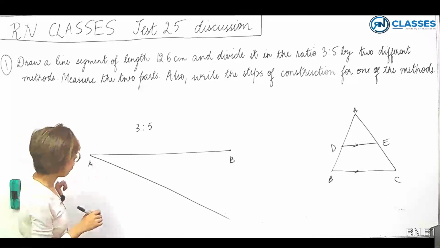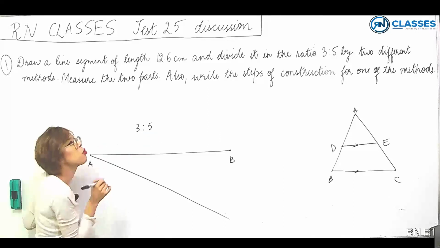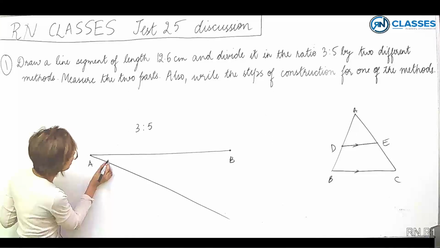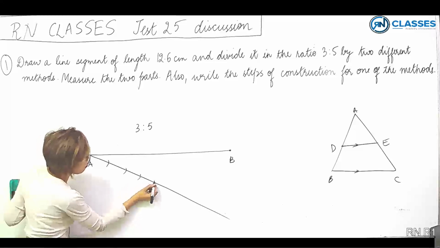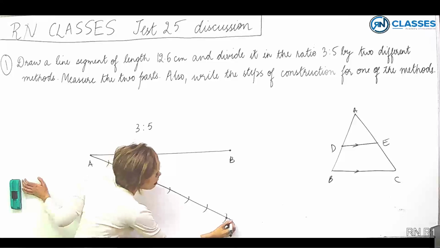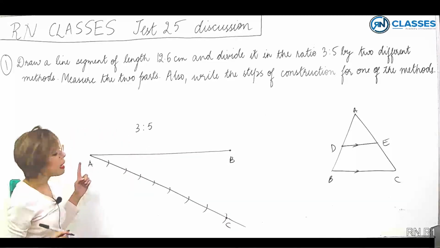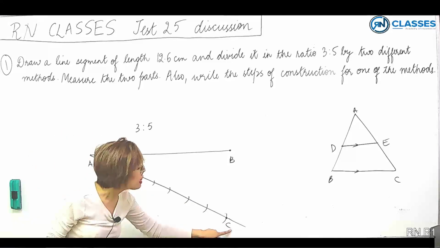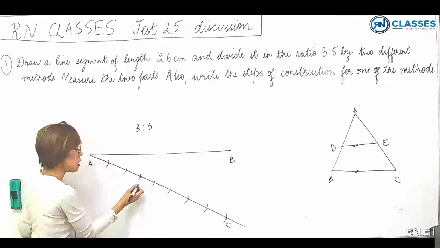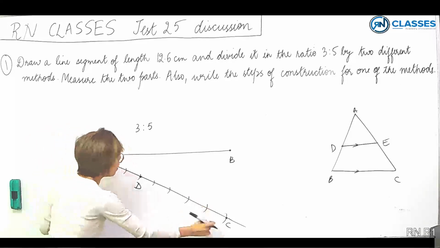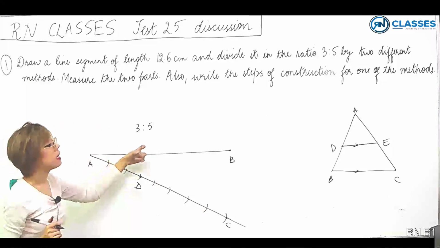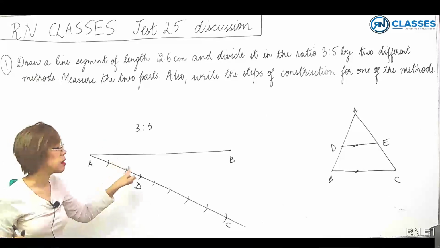But first of all, let's see how I can do it. So 3 is to 5. That means how many total parts should I make? Yes, 3 plus 5, that is 8. So let's make 8 equal parts: 1, 2, 3, 4, 5, 6, 7, and 8. Right? And I will name this C. Now I can easily divide this line segment AC in the ratio 3 is to 5. This will be the point: the point D divides this line segment in the ratio 3 is to 5. Now, I just need to make sure that this line segment is also divided in the same ratio.